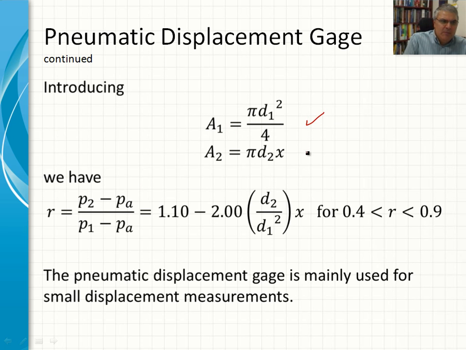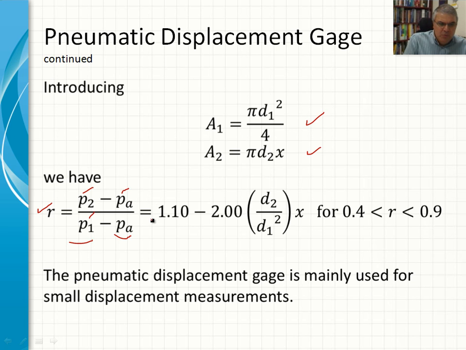As I just mentioned, the area calculations are really based on the shape of the orifice, and the second one is a little bit different than the first one. We express that in terms of the diameter. So we have from here, R is P2 minus PA divided by P1 minus PA. Again, as I go through these equations, I'm going to put a red mark either under it or above it, so you know where I am.